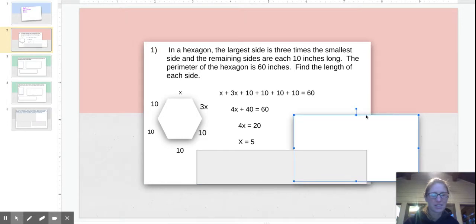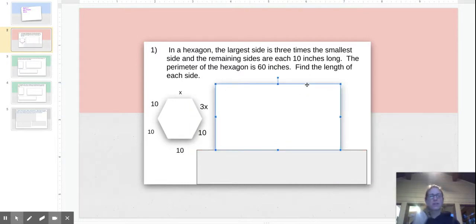Of course. Everything is harder on a Monday, don't you think? So anyway, in this first problem, we have a hexagon. So we have three kinds of problems. Okay, so we have three kinds of problems. We have perimeter problems, we have consecutive integer problems, and we have money problems.